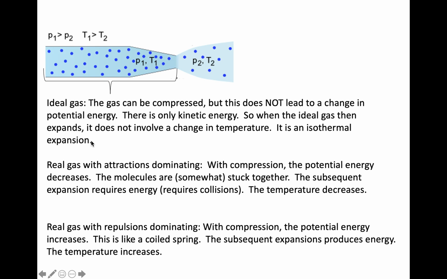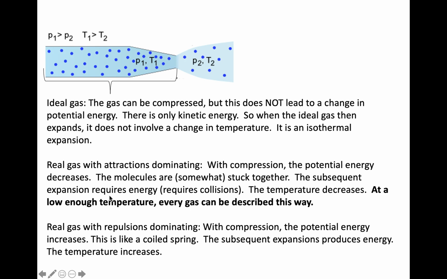This is like a coiled spring. We're increasing the potential energy. So then when we have more space for them to expand, that subsequent expansion, it produces energy. The temperature is increasing. This is one of the rare occasions that we have within this class where the repulsions are actually the dominant term. Usually we're talking about attractions between matter. This would be an example, though, where the repulsions are dominant. But as Atkins notes, at a low enough temperature, every gas is described this way. And that's how you make liquid helium.